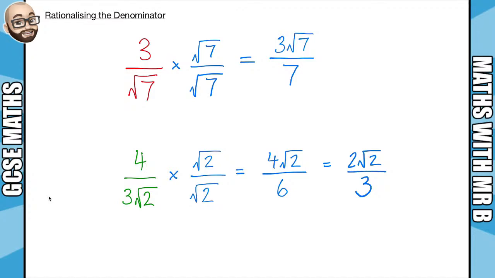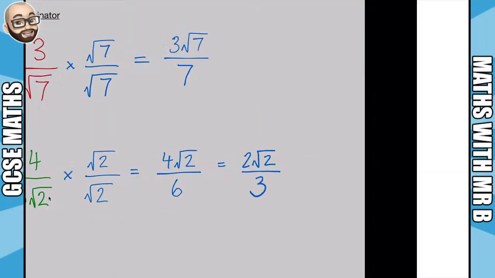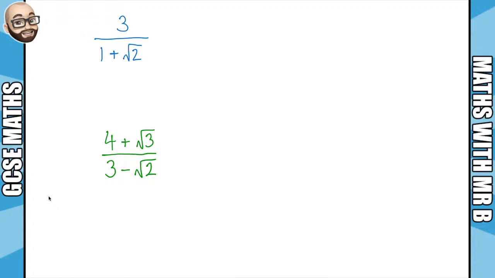Now it does get slightly more complicated, and that's when we have something that looks like this. As you can see now, the surd is not by itself anymore. There's now a plus or a minus involved with these questions. I'm going to start off by doing this the wrong way, just to show you why we can't do what we've previously done on the other questions.